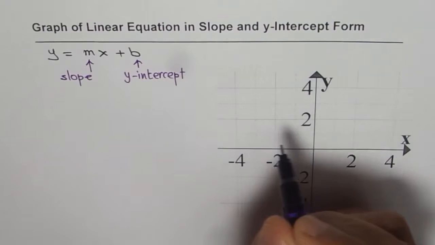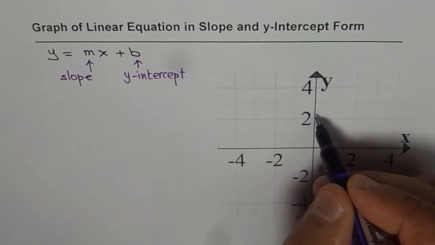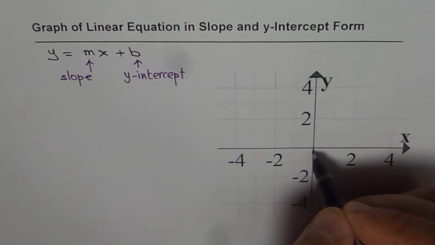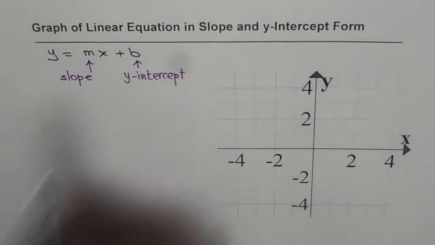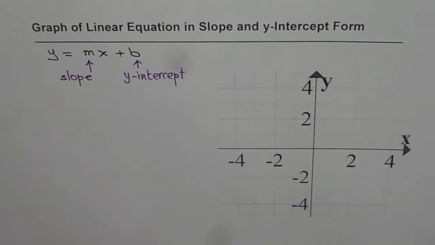and b is y-intercept. Y-intercept is a point where the line crosses the y-axis. So at that point x is going to be 0. If I put x as 0, I get y equals b. So that is how we get this y-intercept. So let me take a few examples and then we'll see how to sketch them.